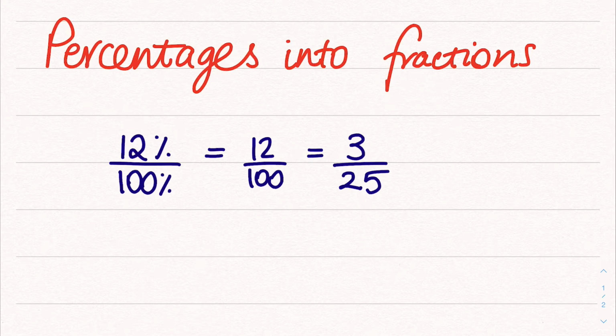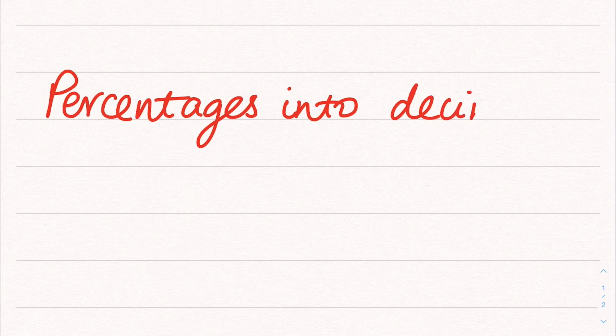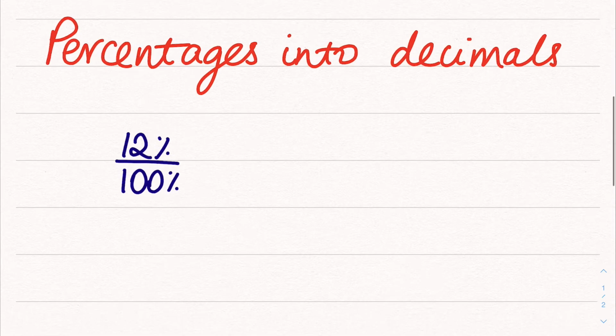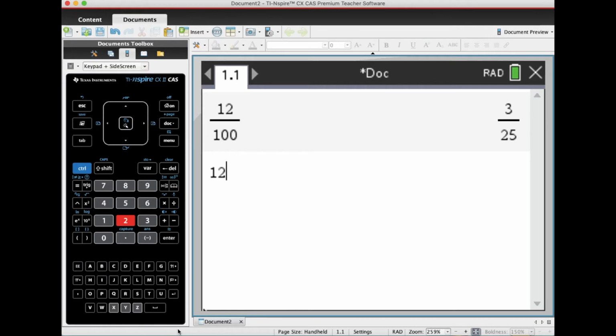So we're going to do this again, but this time we're going to convert from a percentage into a decimal. We're going to take our 12% again and do the same thing: we take our 12% and divide it by 100. We don't have to put it into a fraction this time. We can do it another way. We type in 12, hit divided by, and divide it by 100. If we just hit enter, we get given the same fraction as last time, and that is clearly not a decimal.